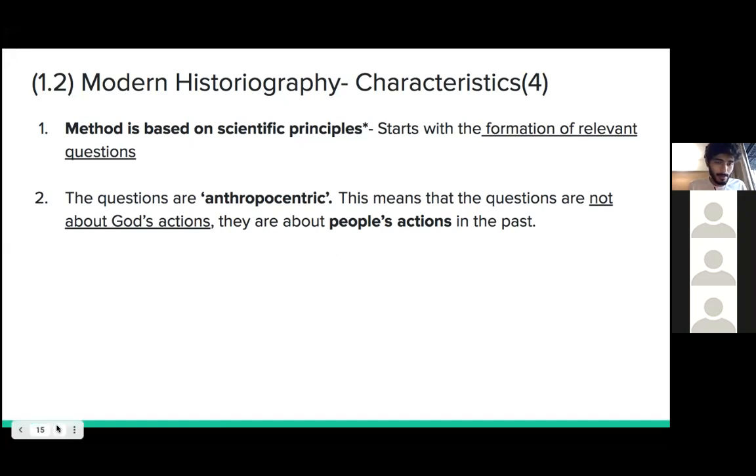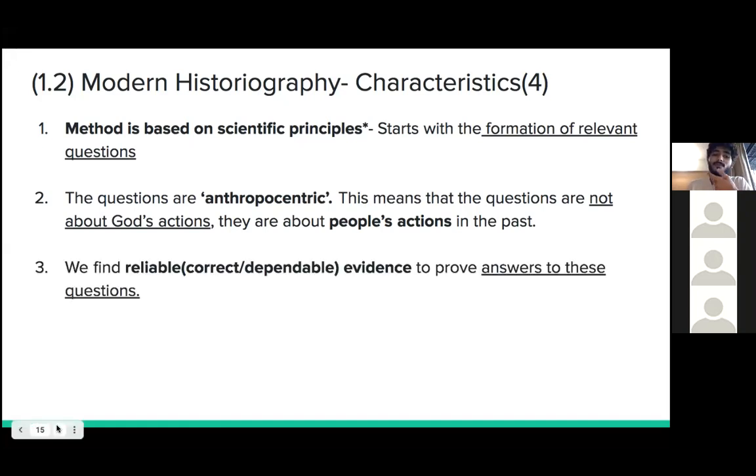Then we'll go ahead. The next thing is that we need to find reliable evidence to prove the answers to these questions. तो जब भी हम historical research कर रहे हैं, हमारे सामने 100-200 किताब आएंगे, maybe paintings आएंगे, वो carving आएगा. Now, all of this will not be reliable, dependable evidence. Some of it can be fake, some of it can be inaccurate. So I need to know which things to refer to, right?